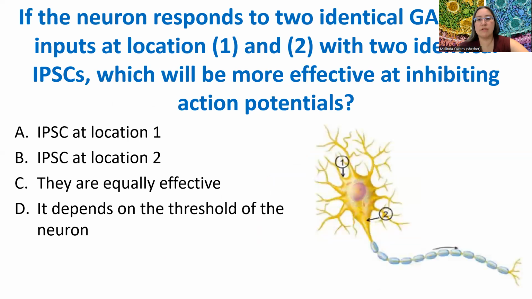So question to you: if the neuron responds to two identical GABAergic inputs at location 1 and location 2, which will be more effective at inhibiting action potentials? What do you think?